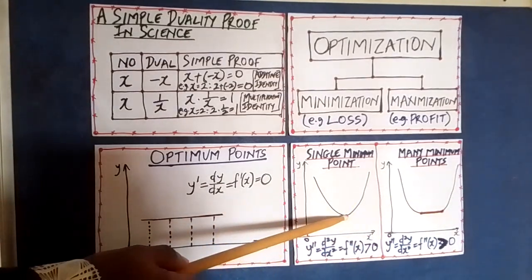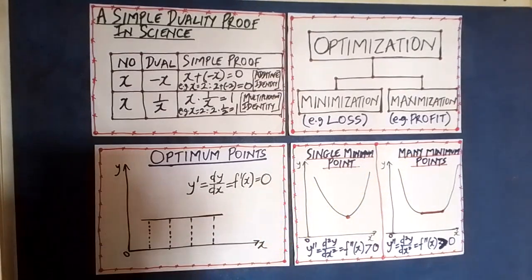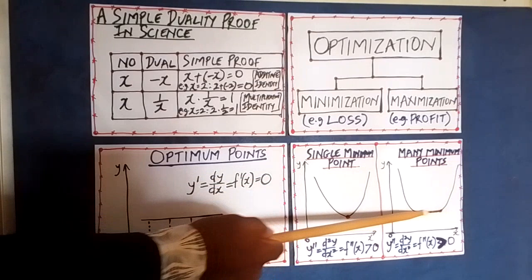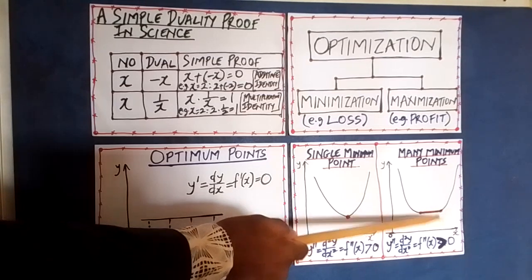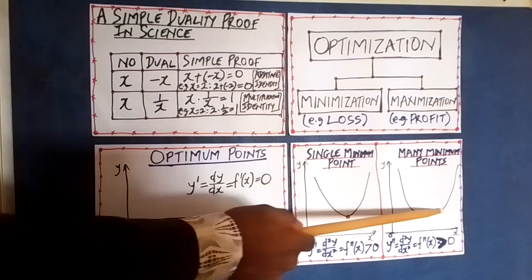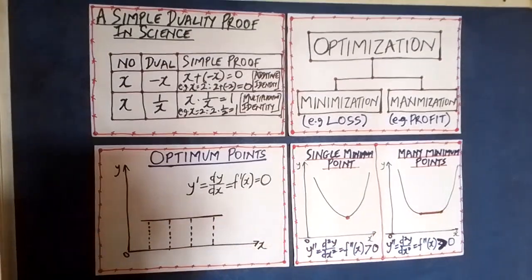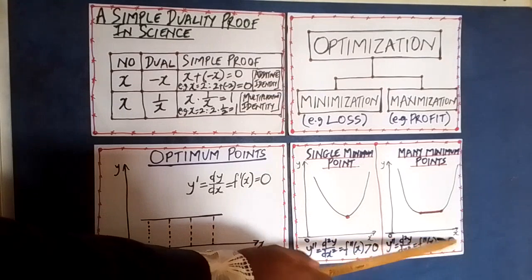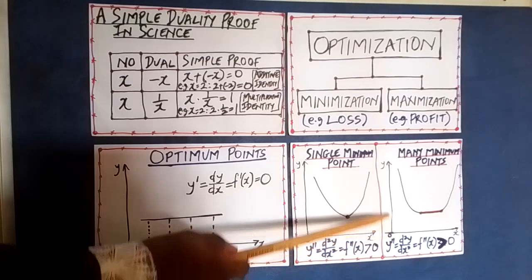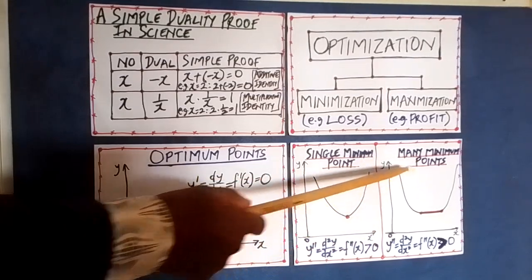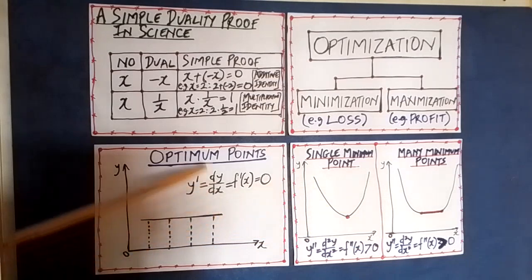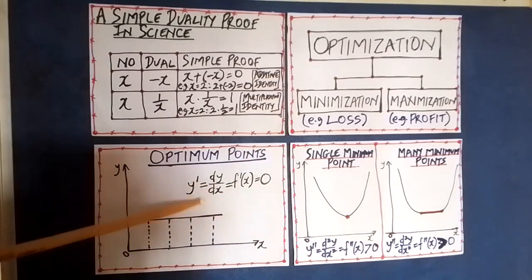You can see that here we just have one minimum point. It's possible that you have many minimum points. You can see this diagram here. If you have a straight line here, this is a minimum point, this is a minimum point, this is a minimum point, this is a minimum point. So it's still possible to have many minimum points. But the basic fact still remains that your d²y/dx² will be greater than 0. This is the x-axis, this is the y-axis. Many minimum points, single minimum points. That's how we have the optimum points, dy/dx.